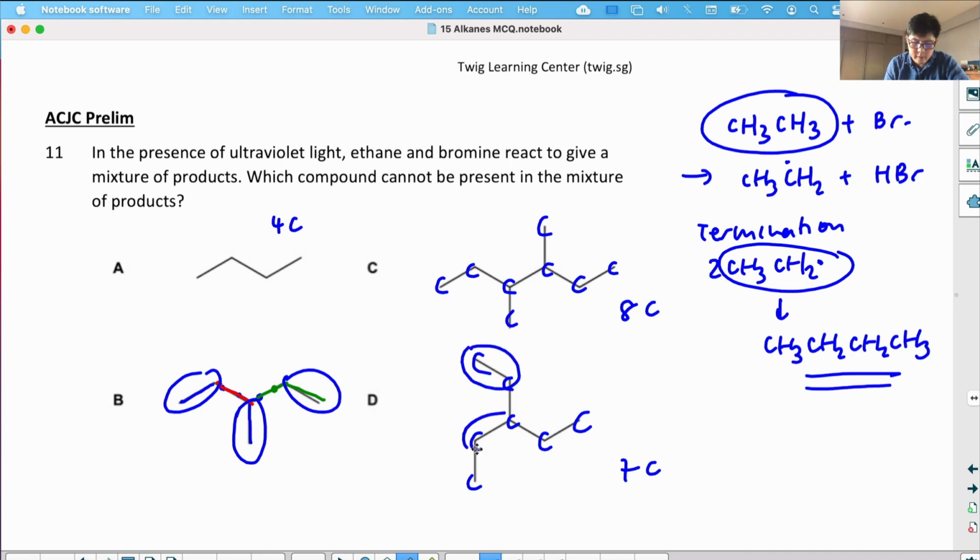So if you look at D, why is it not possible? This one here, and this one here. Where did this carbon come from? This is a lone carbon. You can't tell where it came from, because you must always have 2 carbons. It's always a pair. So that's why the answer, the compound that cannot be present, must be D. Anyway, the easiest way to do it is to count the number of carbons.